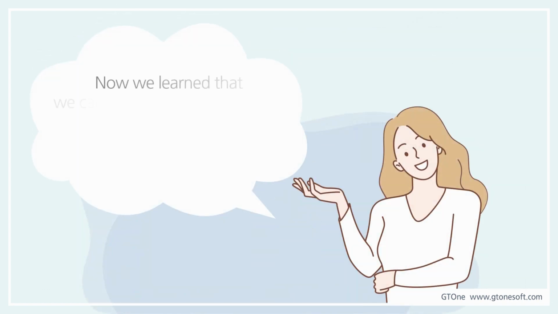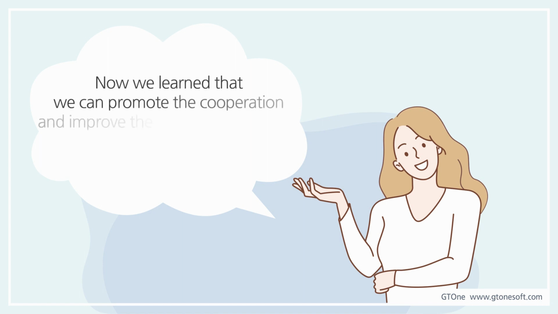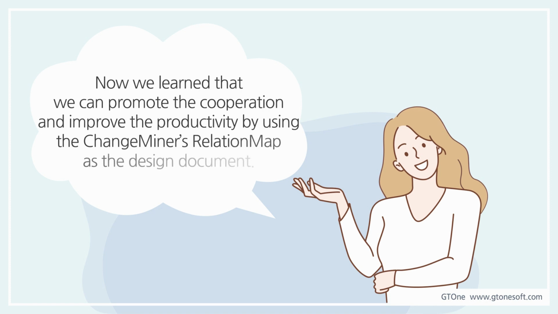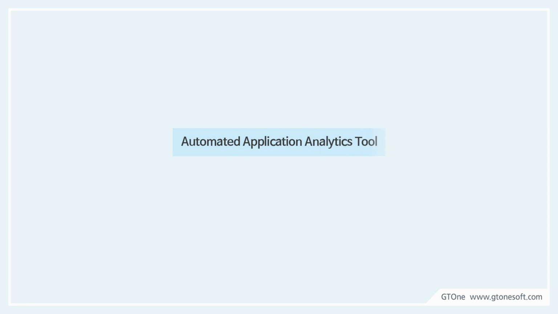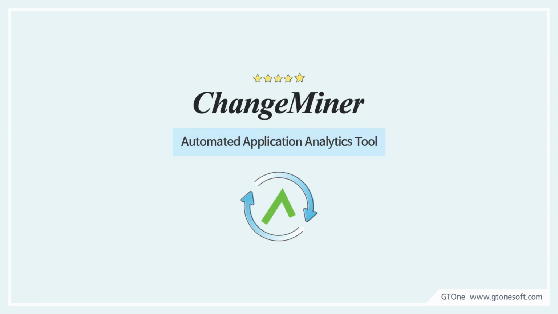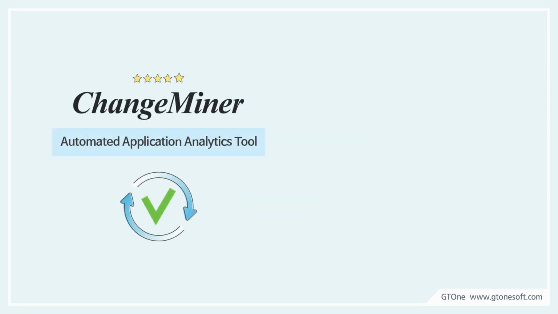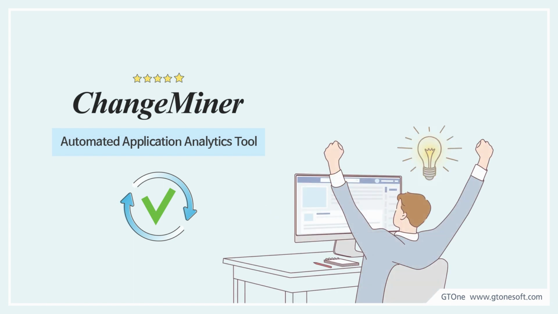Now we learned that we can promote cooperation and improve productivity by using ChangeMiner's relation map as the design document. We had learned an efficient measure to develop a design document by using the ChangeMiner's relation map.